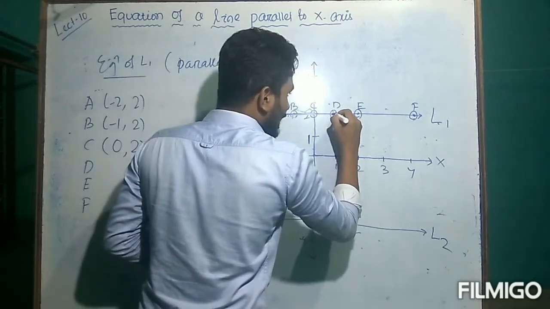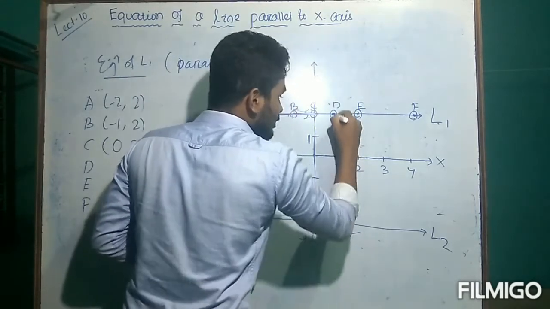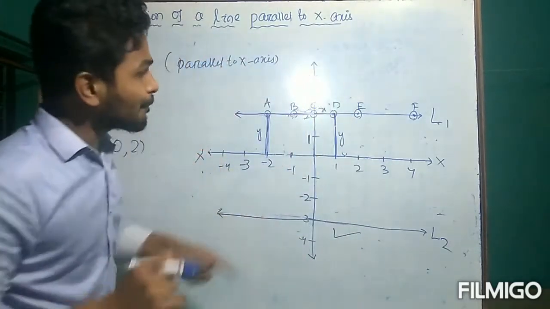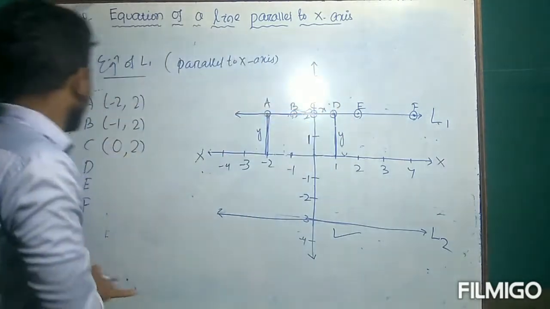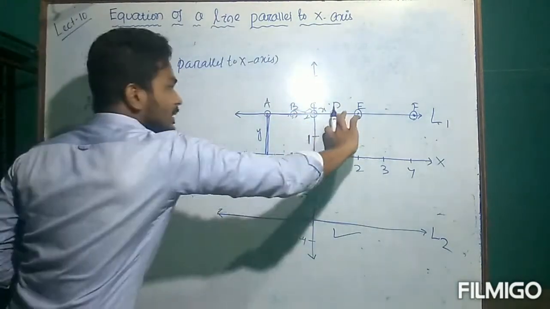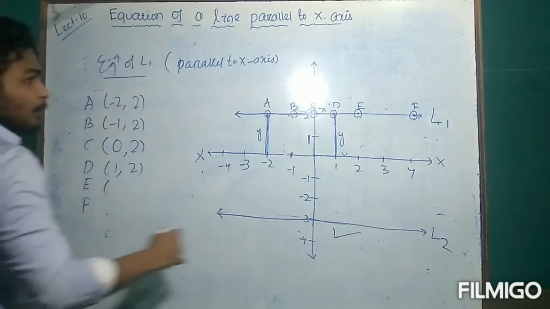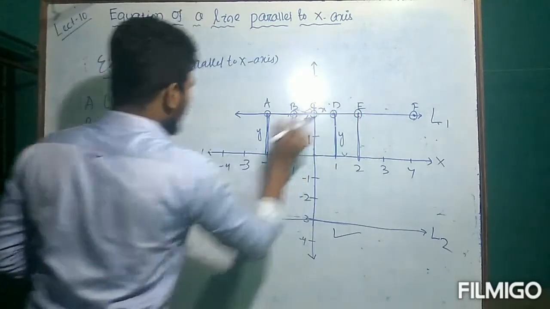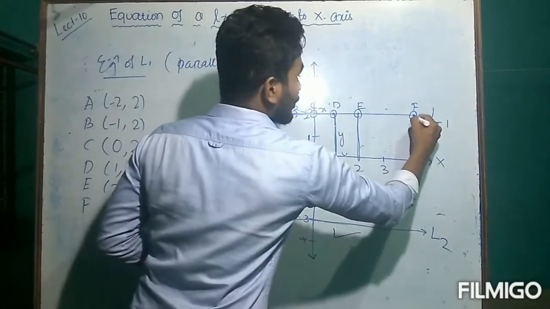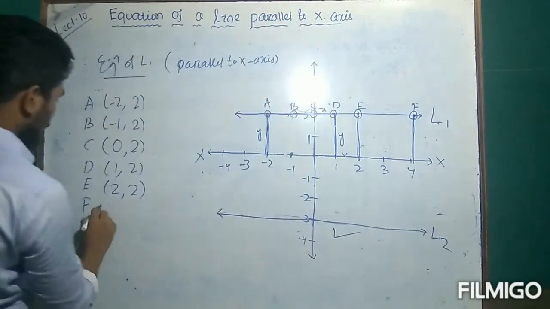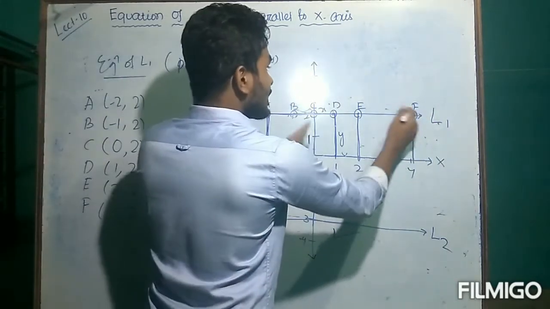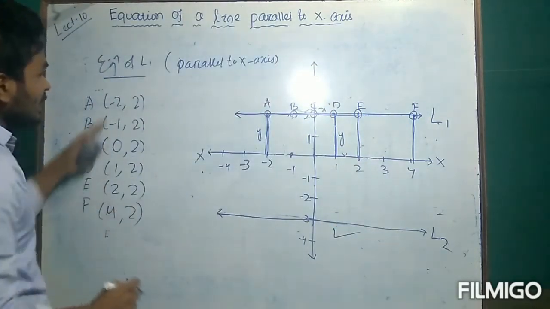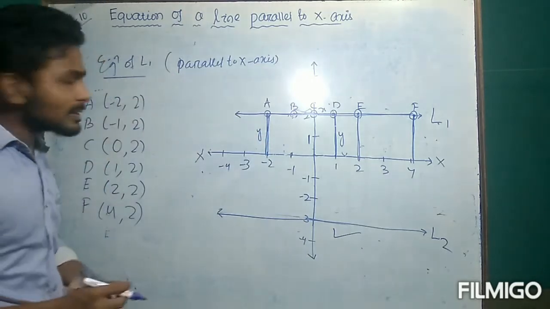For the point D, write the perpendicular distance. This perpendicular distance to the x-axis is the y-coordinate and this is the x-coordinate. Understand it? So the x-coordinate is 1 for the point D and the y-coordinate is 2. For the point E also, this is your y-coordinate, that is 2, and this is your x-coordinate, that is 2. For the point F, the y-coordinate is 2 and the x-coordinate, the perpendicular distance to the y-axis, is 4. So we represented the points and found the coordinates of all those 6 points.